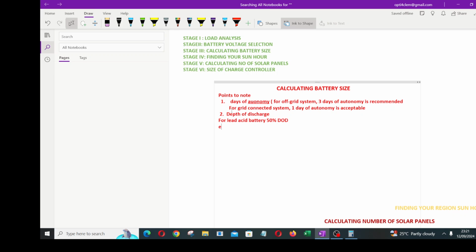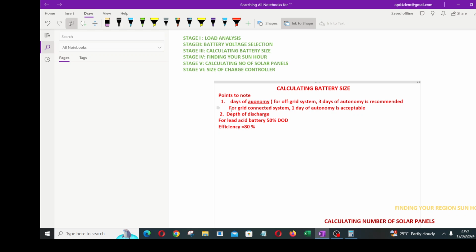Then the efficiency of lead acid battery is around 80%. The efficiency is 80%. That is the energy conversion efficiency. That is the amount of chemical energy that is stored that can be converted to electrical energy and vice versa. That is just the efficiency of the system.